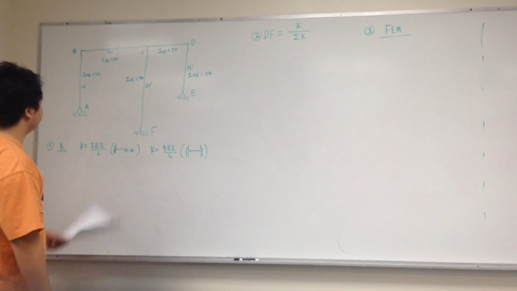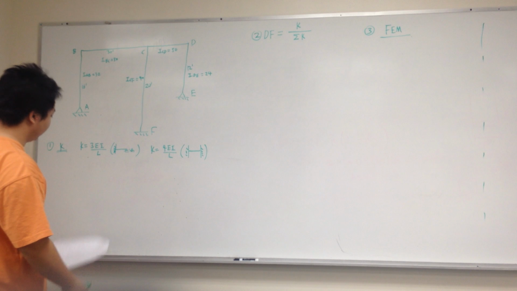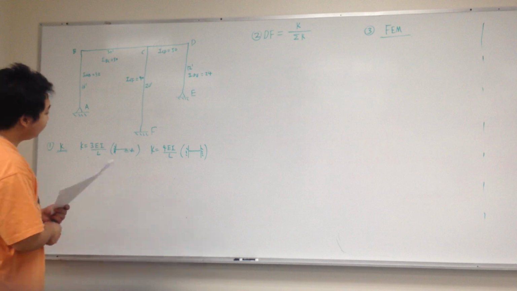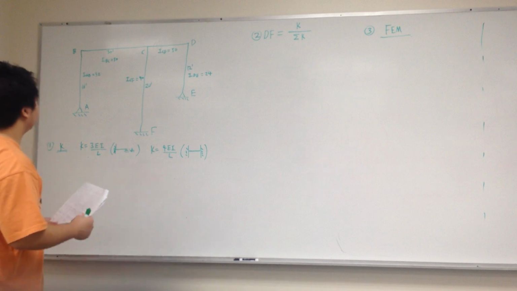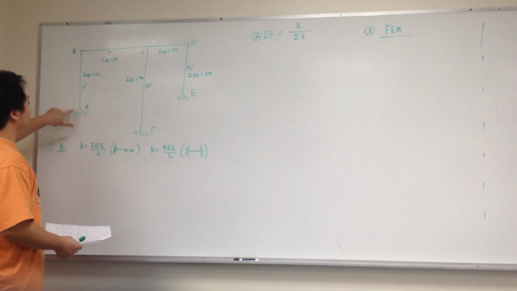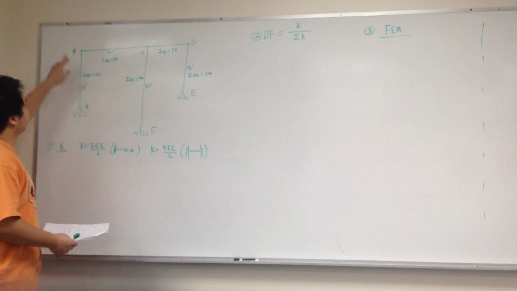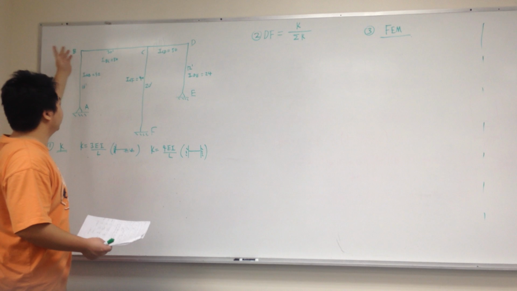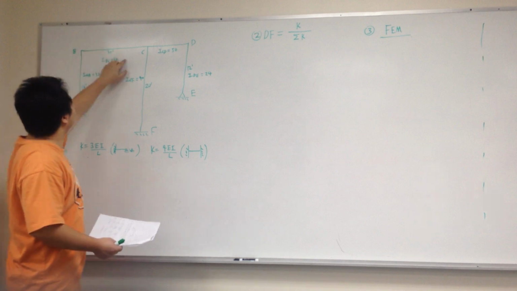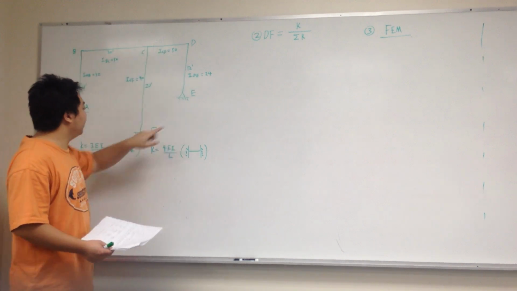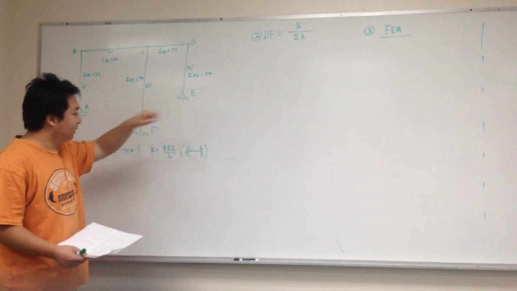Okay, so this is the practice question for the moment distribution method. So these are the questions. You have a pin at point A, B is a fixed joint, and then you have C, D, E, and F. F is fixed, E is a pin.